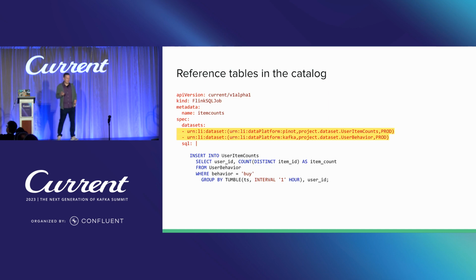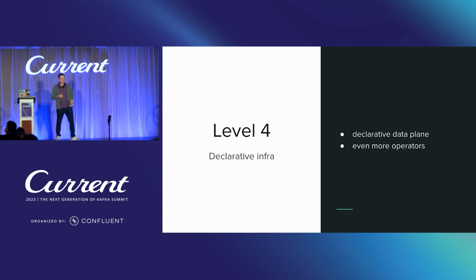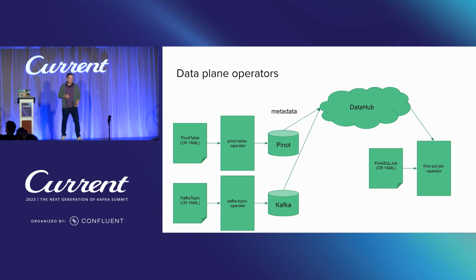So at this point, you might be thinking that the operator is getting pretty smart, and I think you're probably right. All right, level 4. We can push this model even further by making the infra itself more declarative with even more operators. The idea here is what I call data plane operators. If you've encountered operators before, you've probably seen operators that control infrastructure. They'll manage Kafka clusters for you. They'll manage Couchbase clusters for you, and so on.